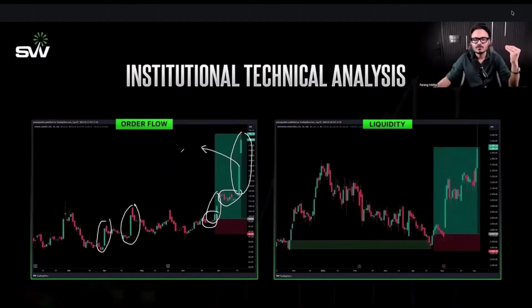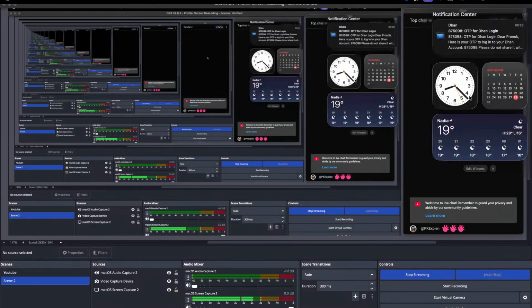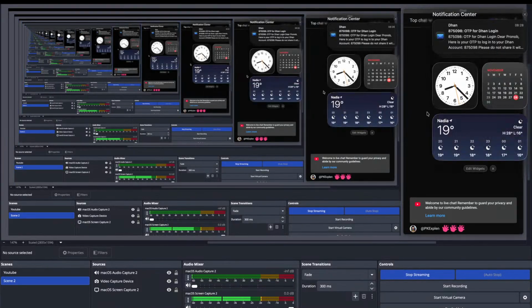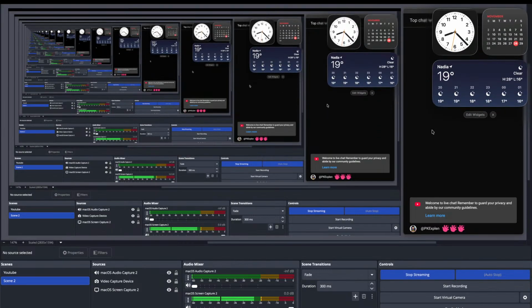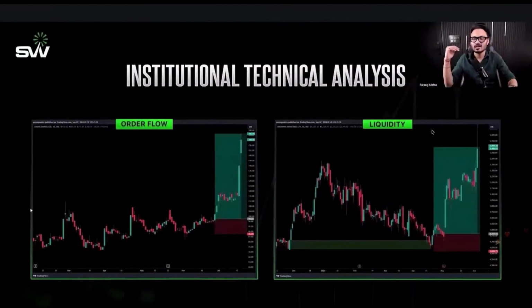Number two, understanding of liquidity. Now, why is liquidity so important? Liquidity is basically the ability of institutions to execute orders. Institutions cannot buy or sell at any place on the chart. They have a certain constraint, like they have to buy a certain quantity, a certain value of stocks. They will transact in a particular way, and they are not intraday traders.